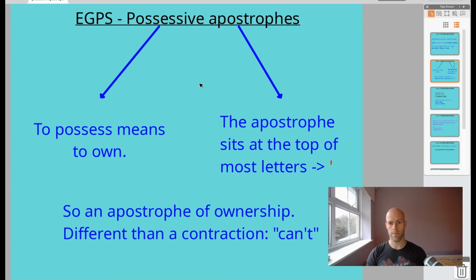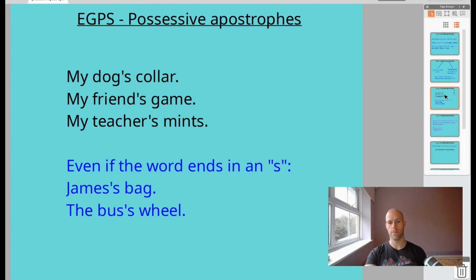Possessive means to own. So it's an ownership apostrophe. And in case you're not sure what an apostrophe is, it does sit at the top of most letters. I'll give you loads of examples today, but it's an ownership apostrophe. That suggests there's another type, and there is a contraction apostrophe, like you're having can't or shan't or won't. That's not a possessive apostrophe. Nobody owns this. That's just showing that two words have been shortened. So can't, obviously short for cannot. So that's a contraction apostrophe. We're talking about possessive or ownership apostrophes.